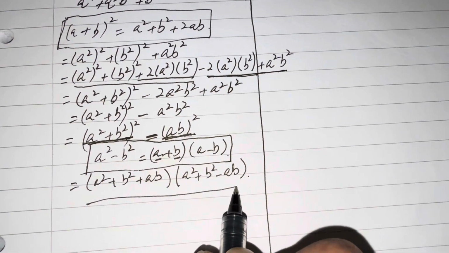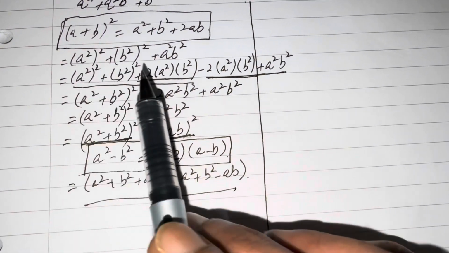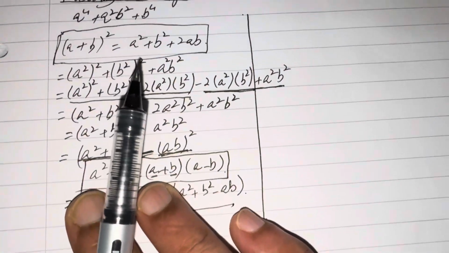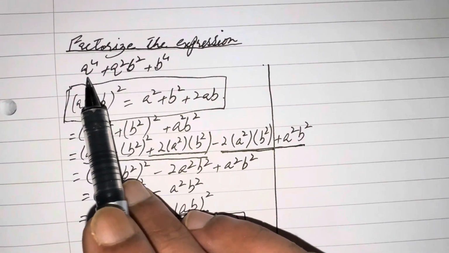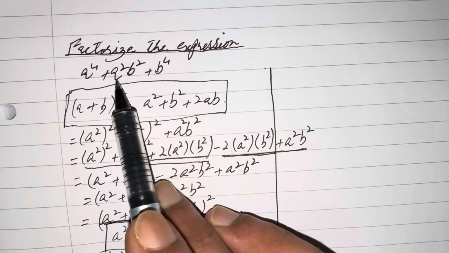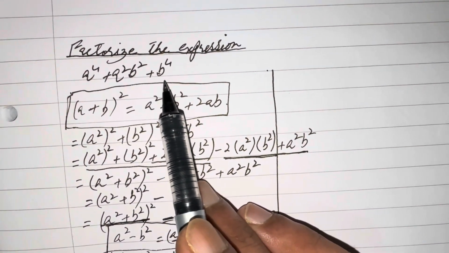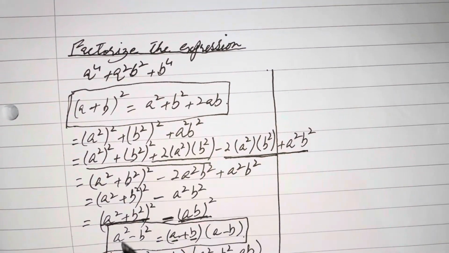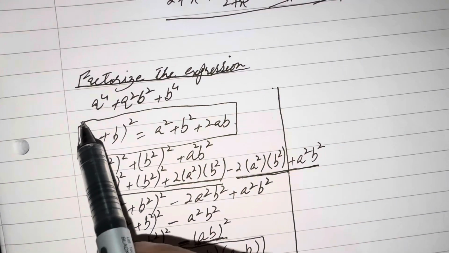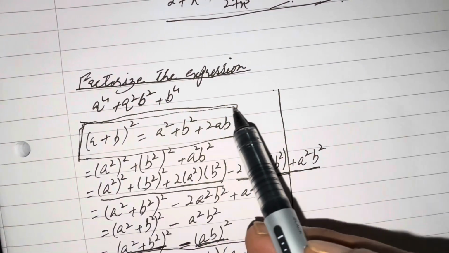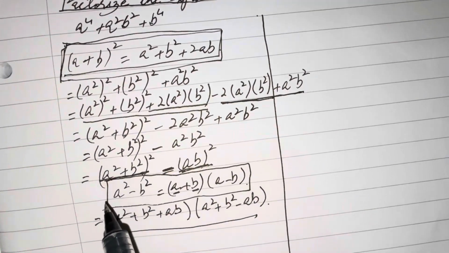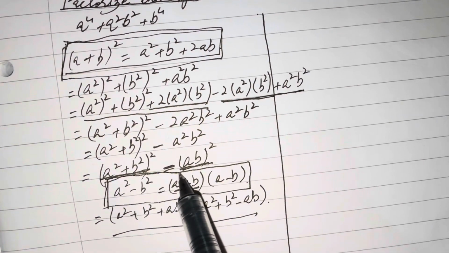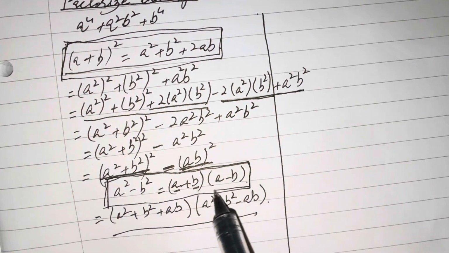So that's the answer, that we have factorized this expression a raised to power 4 plus a square b square plus b raised to power 4. So with this process, and especially with the help of these formulas 1 and 2, we have factorized the given expression.